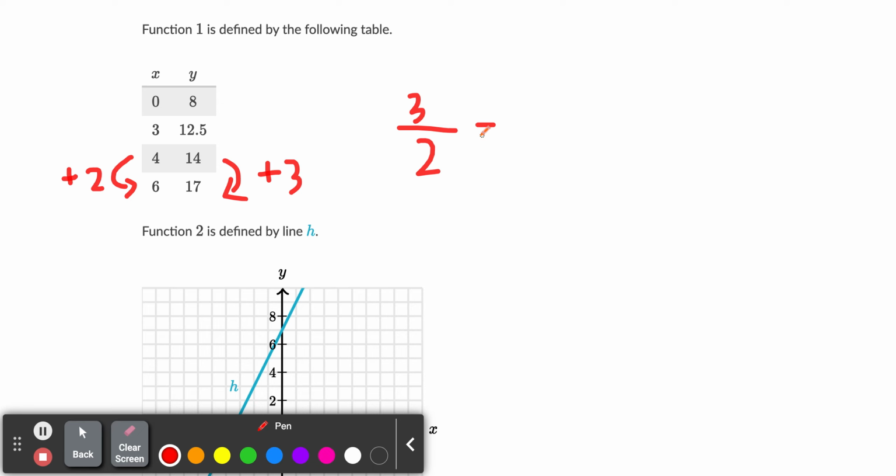Okay. If it helps you, you can run it on the calculator. 3/2 is also 1.5. Okay, that might be easier in some cases to compare the slope values. So that's my table, function 1, slope value of 1.5.